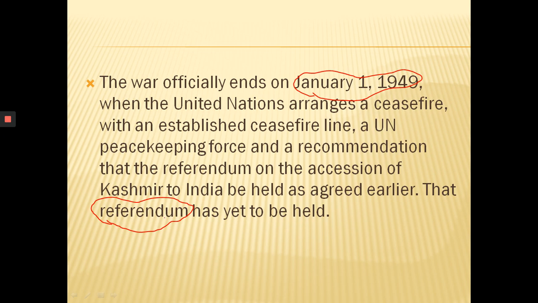I hope you know that one third of Kashmir is with Pakistan, the Balochistan area and Azad Kashmir. So they are controlling that, and India is in control of the other part, that is Jammu and Kashmir and Ladakh. So India never executed this referendum as requested by the United Nations.